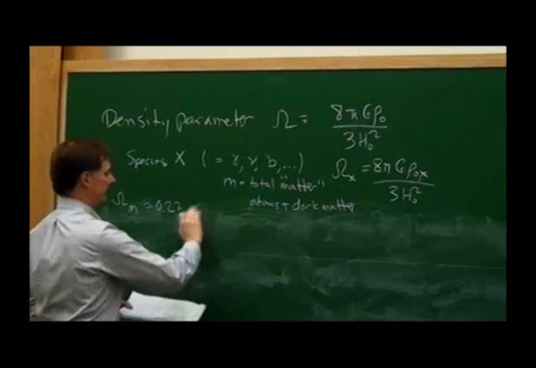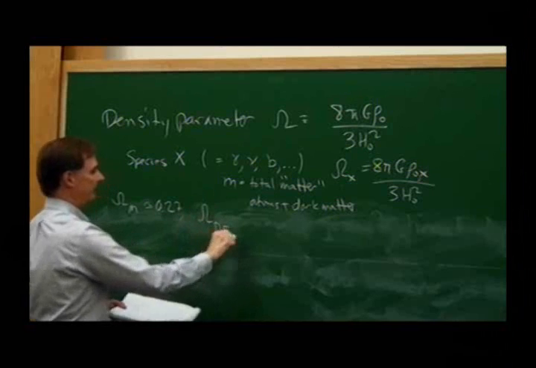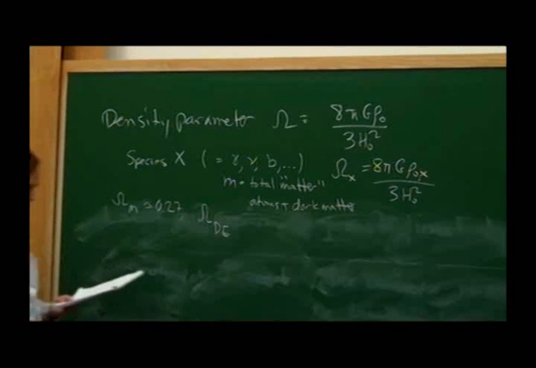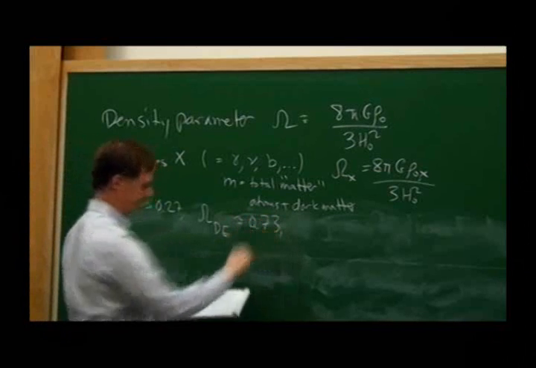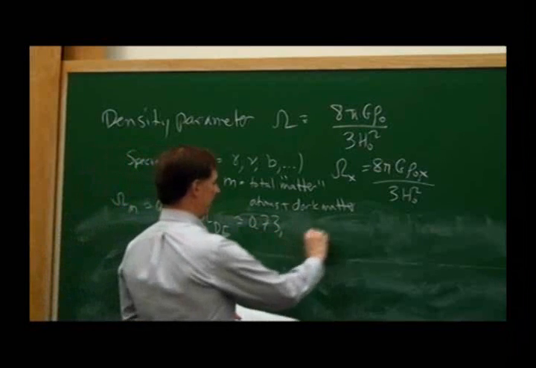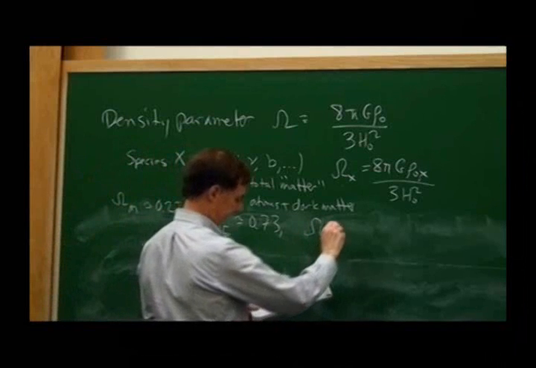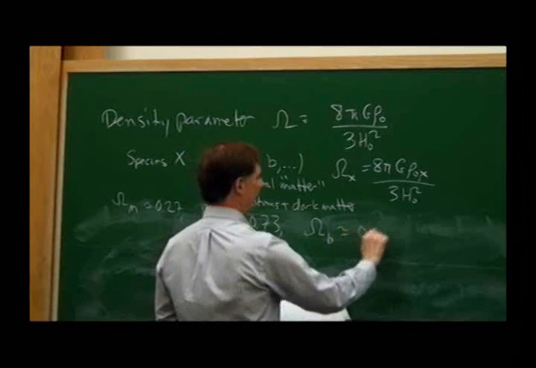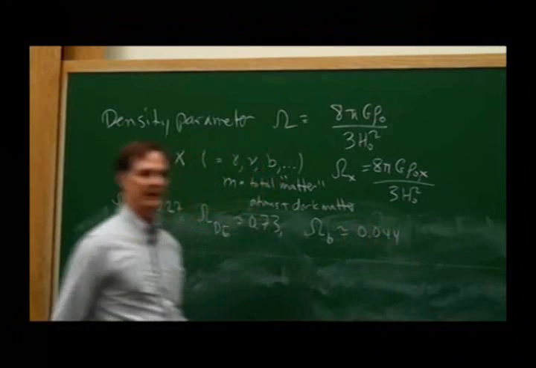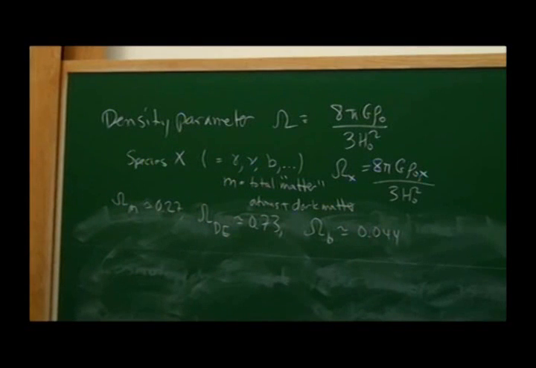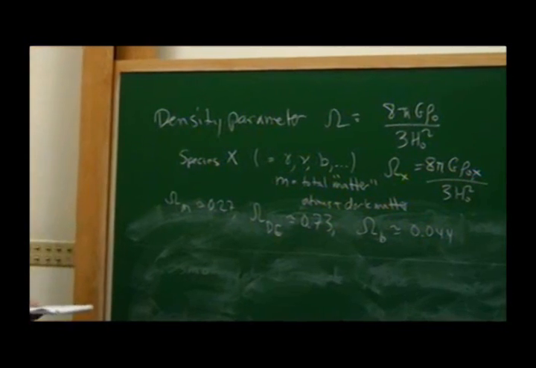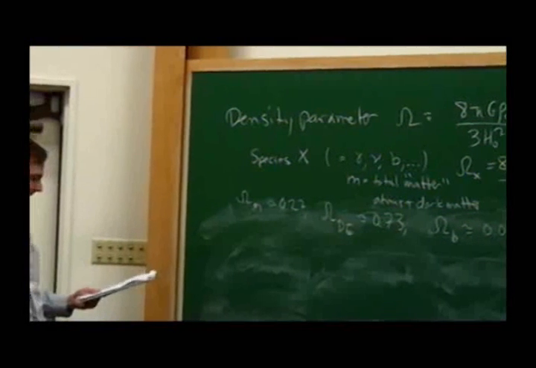Omega, I will write it as dE for dark energy, is about 0.73. Omega of baryon or atoms is about 0.044. I'm not putting the error bars, and a lot of the uncertainties come from the value of little h. But you can find those in various places, and in my write-up for the notes, I will give the latest estimates of this.